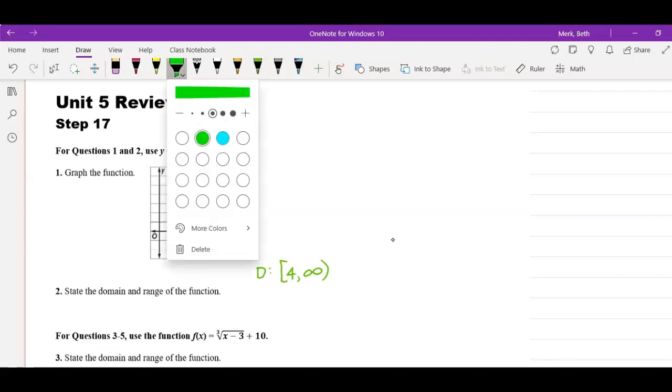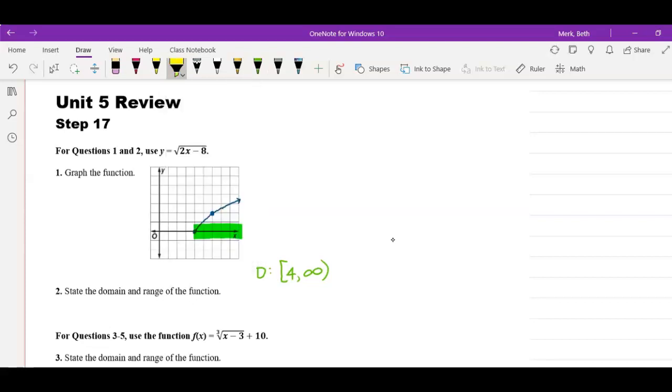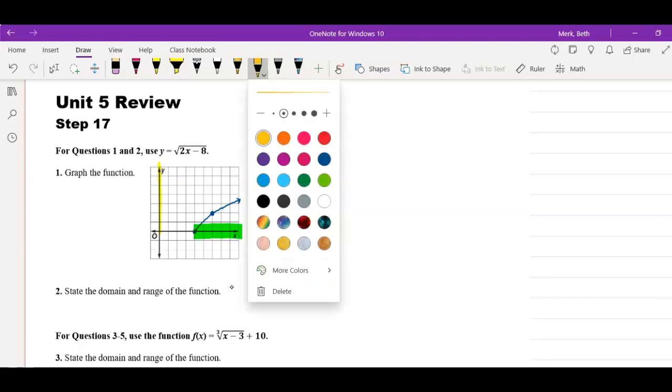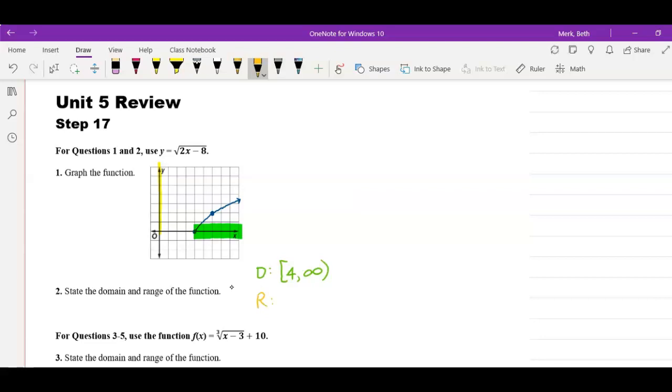Now we'll take a look at the range. As I move up from the bottom to the top on my y-axis, where is the graph? Well, there's graph starting at 0 and going all the way up. So my range, starting and including 0 to infinity.